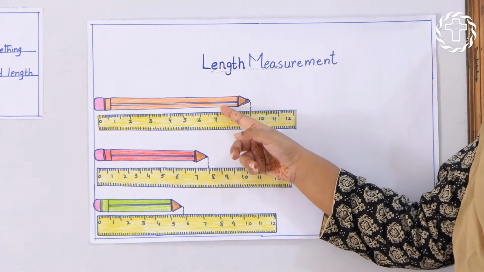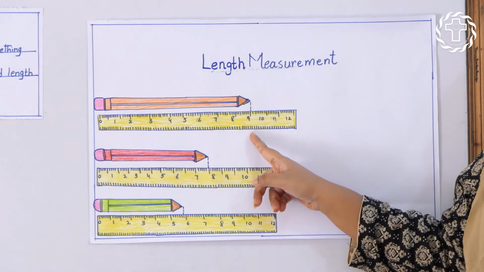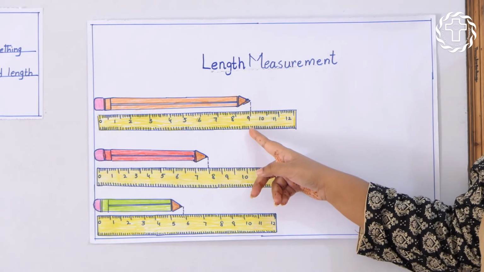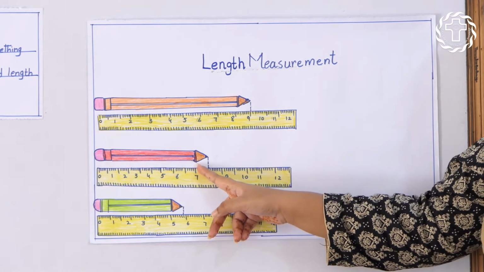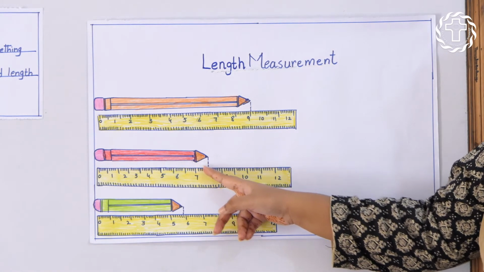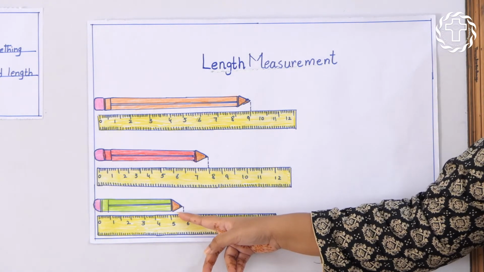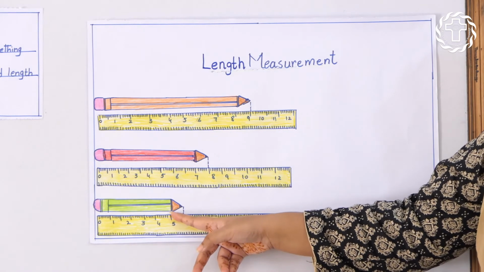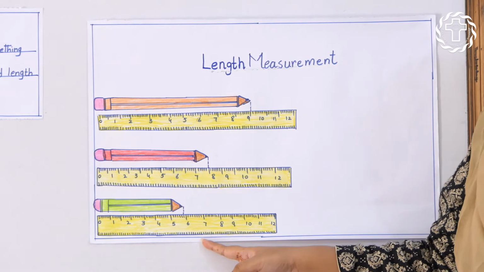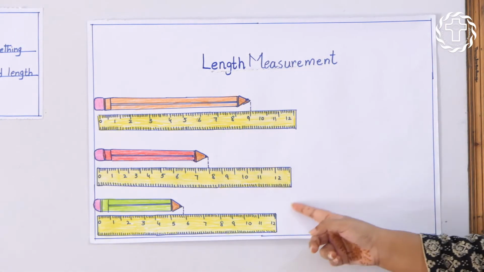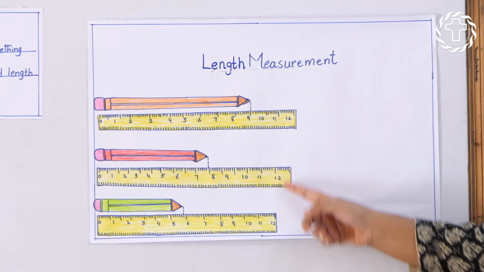The first pencil length is about 9 unit, and the second pencil length is about 8 unit, and the last pencil length is about 6 unit. So these are the lengths that we measure with scales, these three scales.